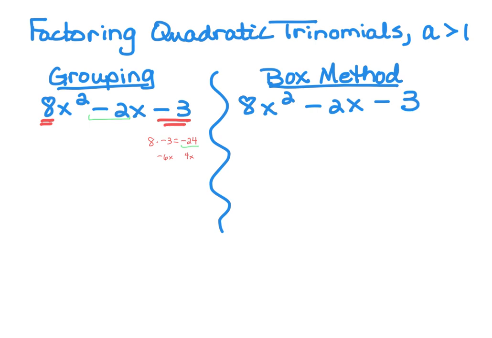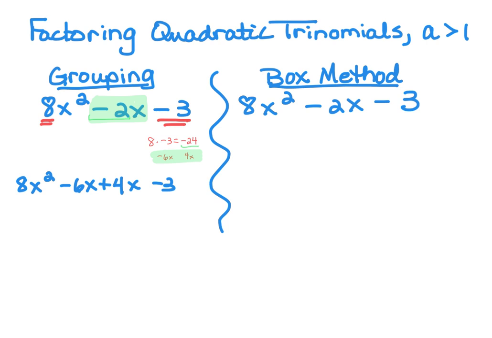And you're going to then replace the whole negative 2x with the minus 6x and the 4x. And it doesn't matter what order, you'll get the same answer either way. And so now I'm going to rewrite 8x squared, this time minus 6x plus 4x, and then bring down the minus 3. And then I'm going to do grouping, which says that you want to take two terms at a time.